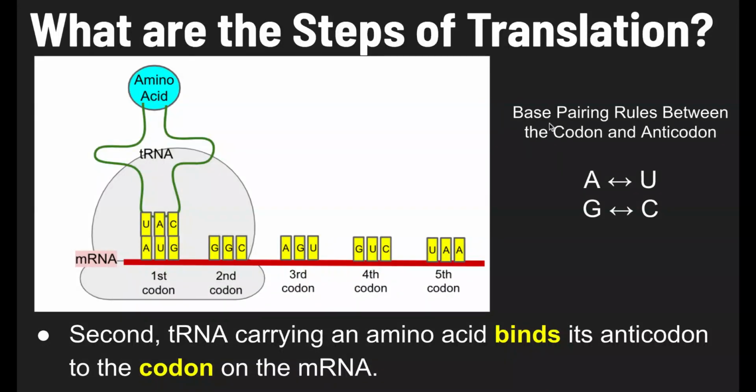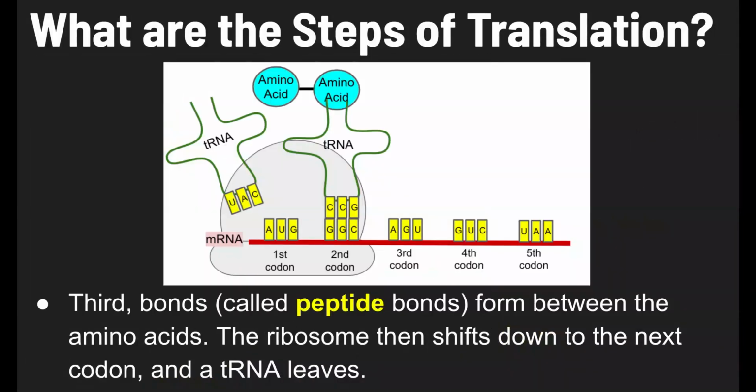Now, the base pairing rule between the codon and anticodon is like this. An A will pair up with a U. So you can see the A on my mRNA binds with a U on the tRNA. A pairs with U, and G pairs with C. So I have a C and a G together here. The G on the codon binds with a C on the anticodon. Okay, so that's the second step of translation.